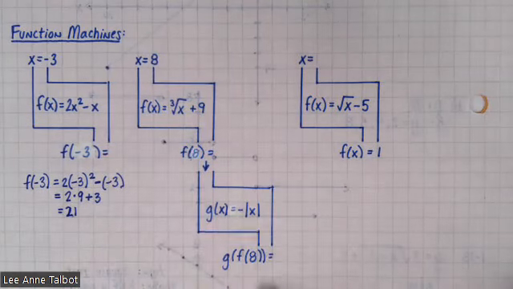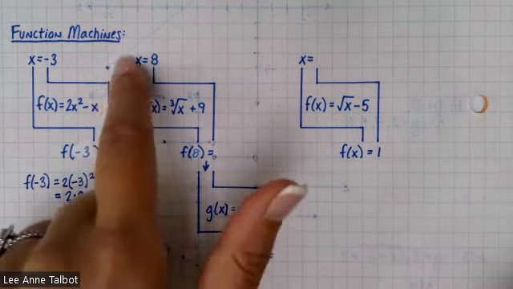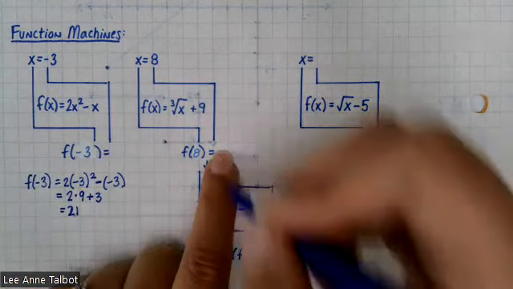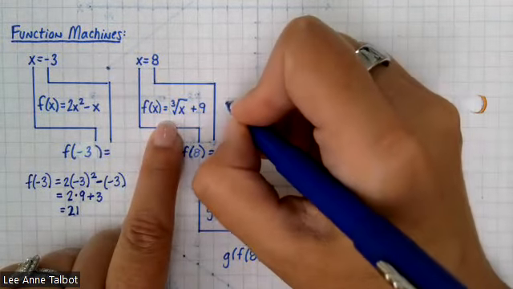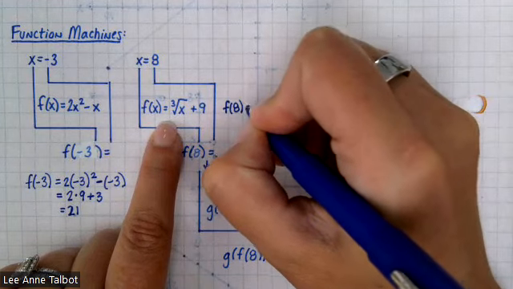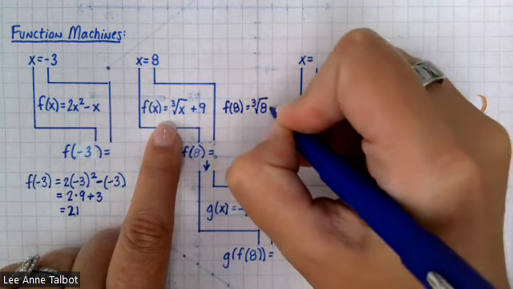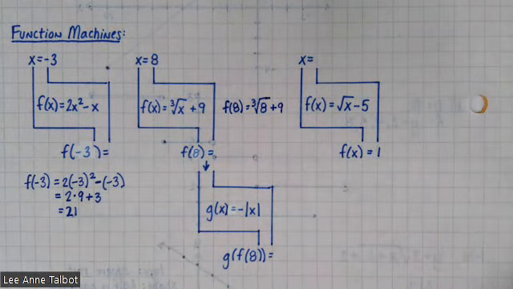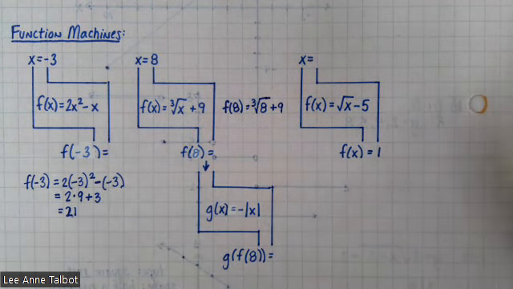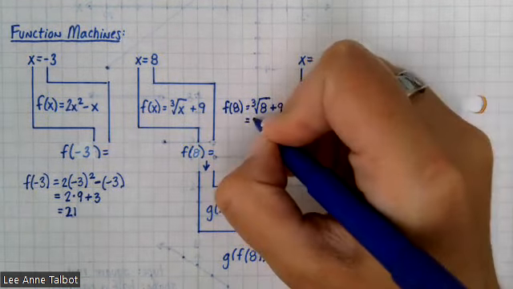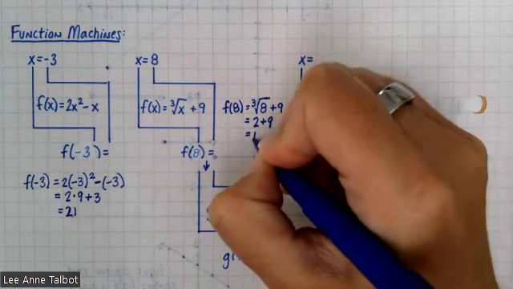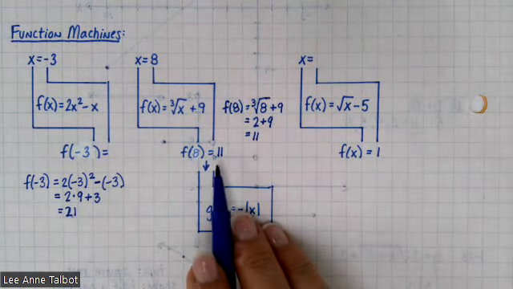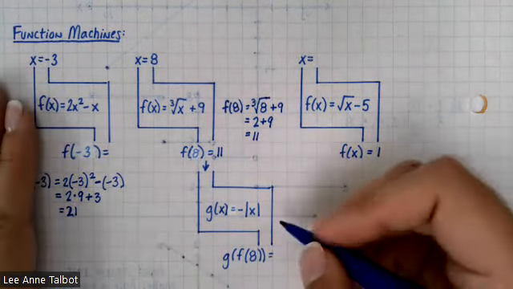Okay, next one is a stacked function machine, which is what you guys did in your groups with the big laminated sheets. You figured out the order. It's a chain reaction. So I'm going to drop the 8 in here. Do you guys know what the cube root of 8 is? 2. Beautiful. 2 plus 9 is 11. I'm going to take that answer, that output of 11, and drop that in here.